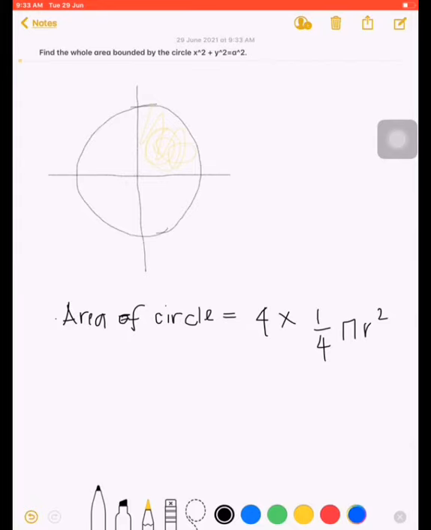So how can we find the area of it? Cancel this one. We have pi r squared. That is pi r squared square units.